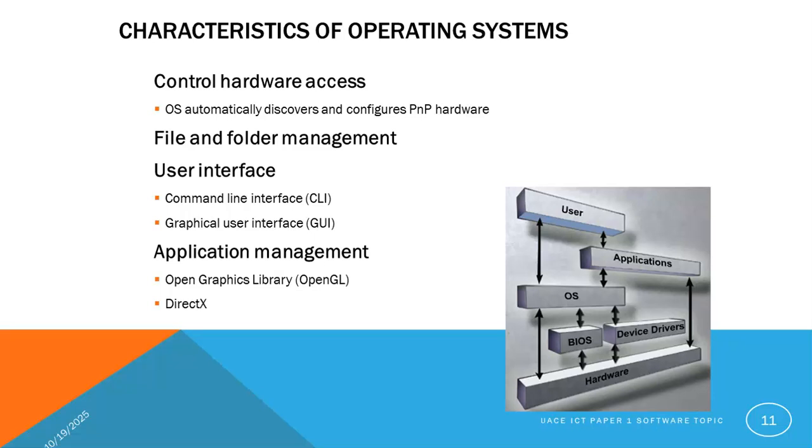Then look at the characteristics. The first characteristic is to control hardware access. The moment you open your computer, the operating system will require you to authenticate whether you are the user or not. It does this by automatically discovering and configuring the Plug and Play hardware, then assigns you a task to fill in, what we call user passwords or user PIN codes, and you enter.